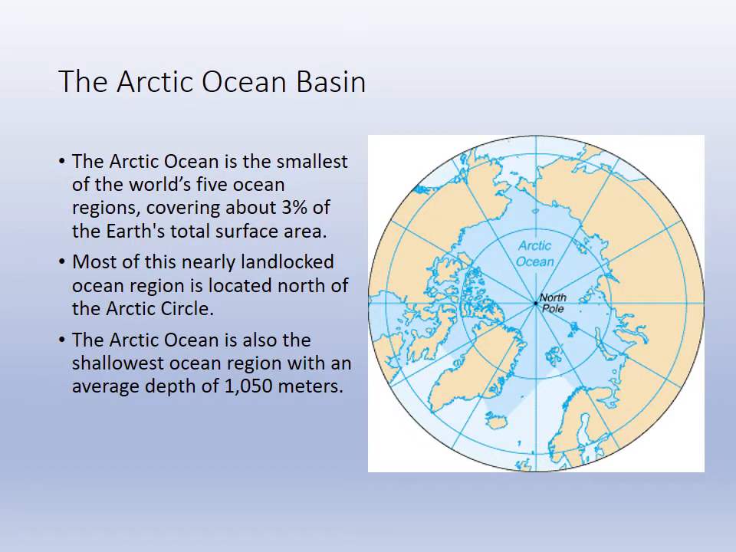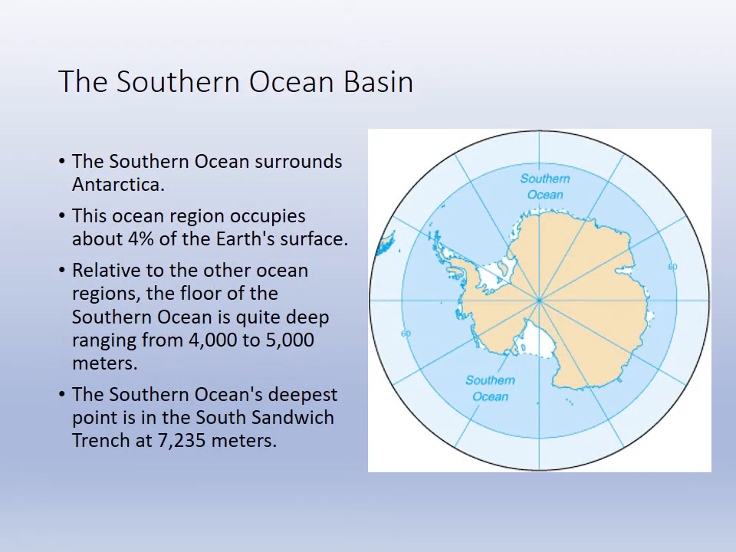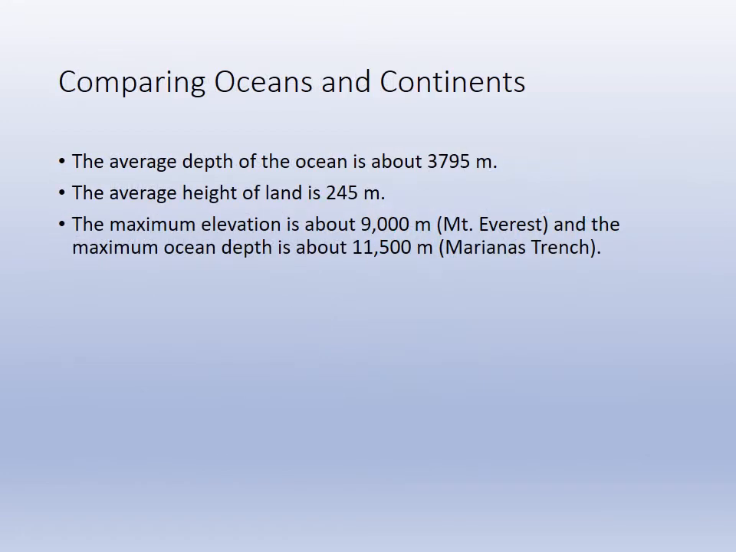The Arctic is the small region north, mostly covered with ice. And the Southern Ocean Basin does have the Sandwich Trench, which gets to over 7 kilometers deep. So the average depth of the ocean is 3.7 kilometers, yet the average height of land is only 0.02 kilometers or 245 meters.